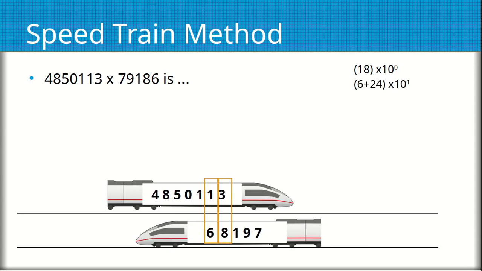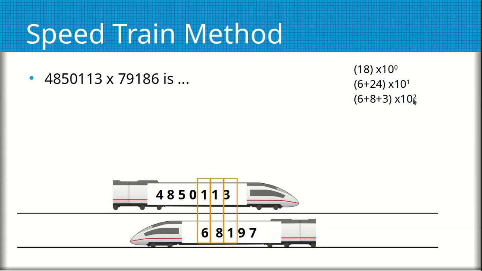Next digits that line up, 2 of them, because now 2 are lined up. 6 times 1 is 6. 3 times 8 is 24. We have our 10 to the 1 group done.